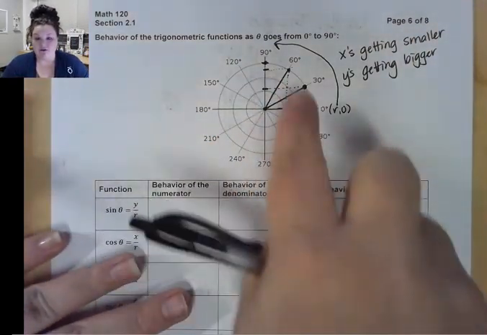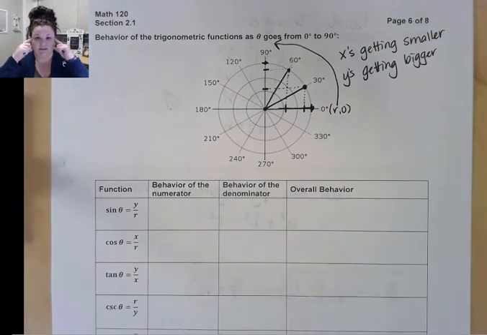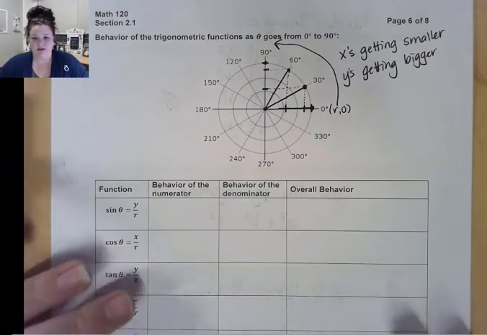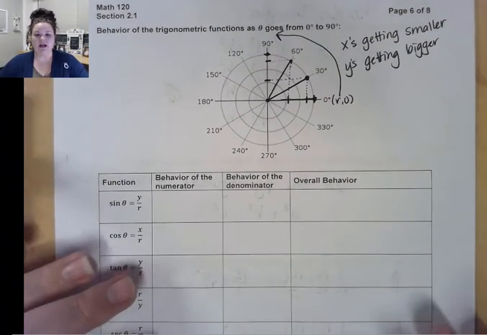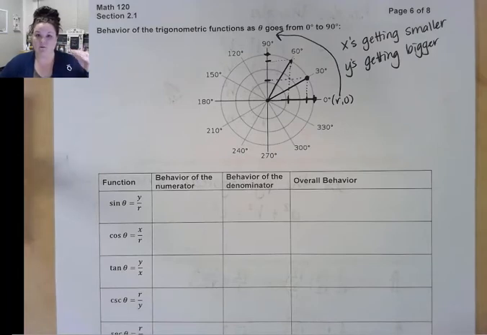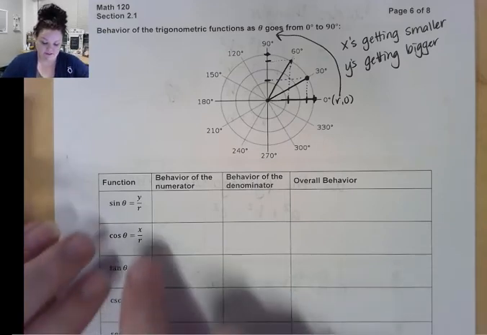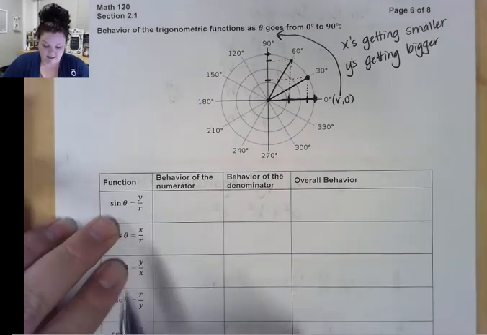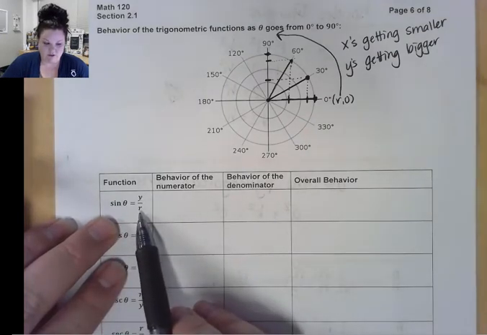I'm not going to have you work this out, okay? This is just like a deeper thinking type thing, okay? So I want to think about, now that I know what's happening to my X's and my Y's, I should be able to relate that to my trig function values, okay? So let's look at sine. Remember, sine is Y over R, okay?